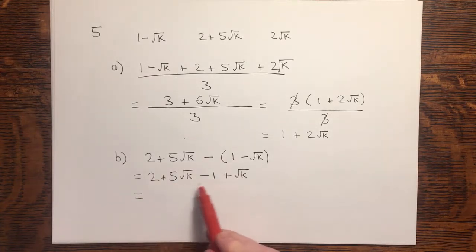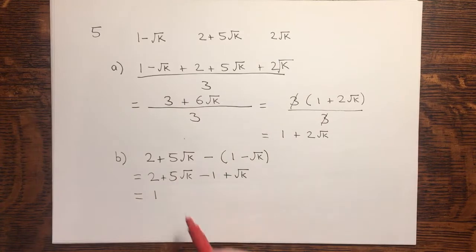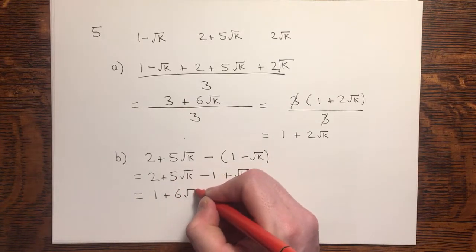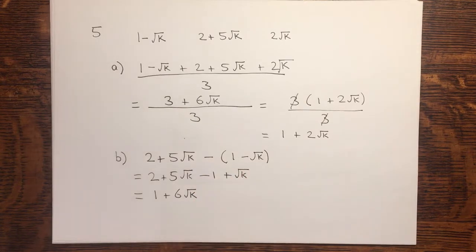Simplifying, 2 minus 1 is 1, 5 root k plus root k is 6 root k, and that is our range.